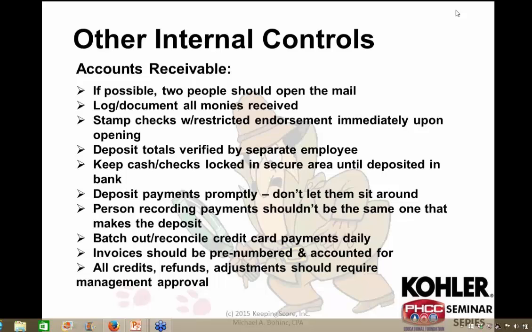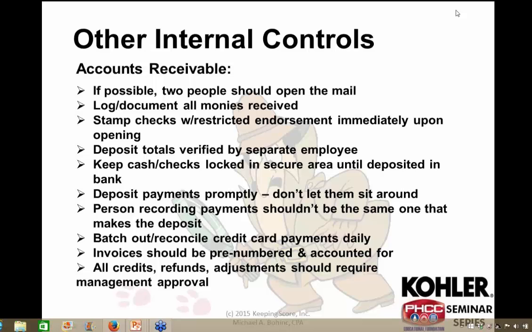But here's some other internal control suggestions for you in other aspects of the business besides the inventory, because obviously inventory is not the only asset or aspect of our business we have. Accounts receivable is another huge area. That's not just accounts receivable, but that's cash flow, cash coming in, cash receivables, petty cash, all those kinds of things. So on accounts receivable, if possible, 2 people should open the mail. How realistic is this?